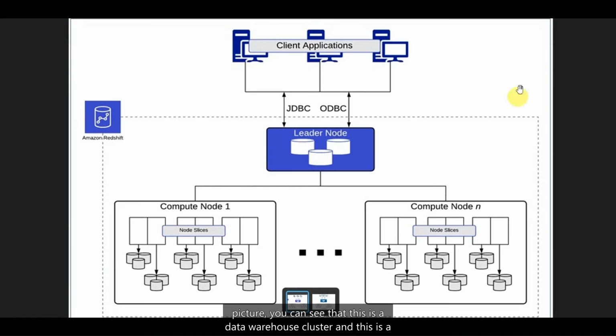Now let's understand the architecture of Amazon Redshift. In this picture, you can see that this is a data warehouse cluster and this is a representation of Amazon Redshift. So it has some compute nodes which do the data processing and a leader node which gives the instructions to the compute nodes.